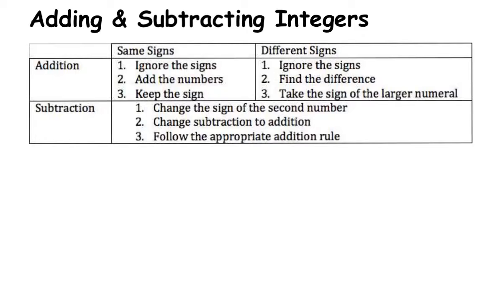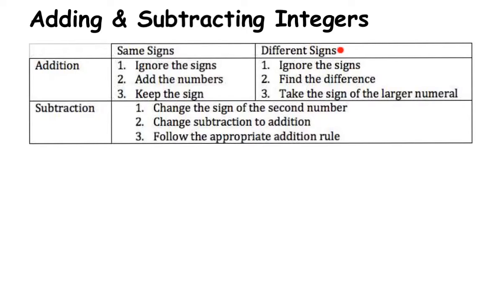The first thing you're going to copy down in your notes for this lesson is how to add and subtract integers. So what to do when you have numbers that are both positive, both negative, or one's negative and one's positive and you're adding and subtracting them. So if they have the same signs and you're adding them, so you have two negative numbers or two positive numbers, ignore the signs and then you just add the numbers and then you just keep the signs that they originally had. So if they were both negative at the beginning, your answer is negative. If they were both positive in the beginning, the answer is going to be positive.